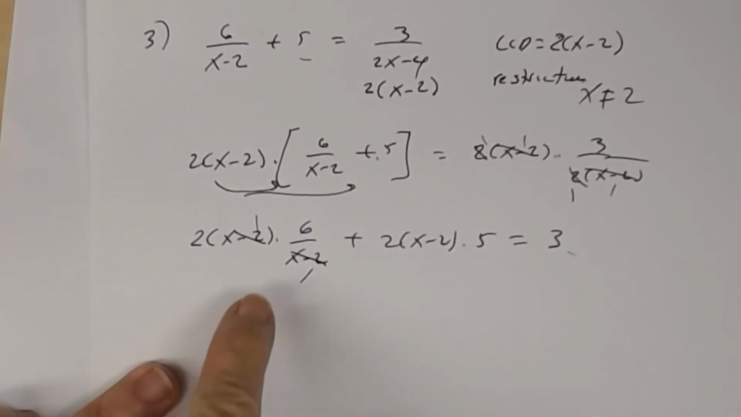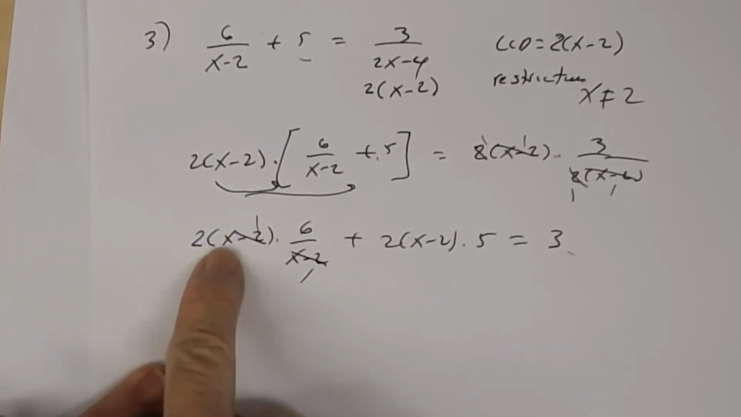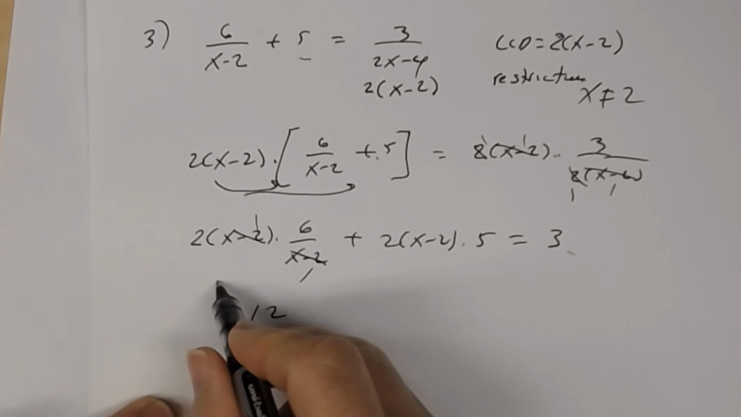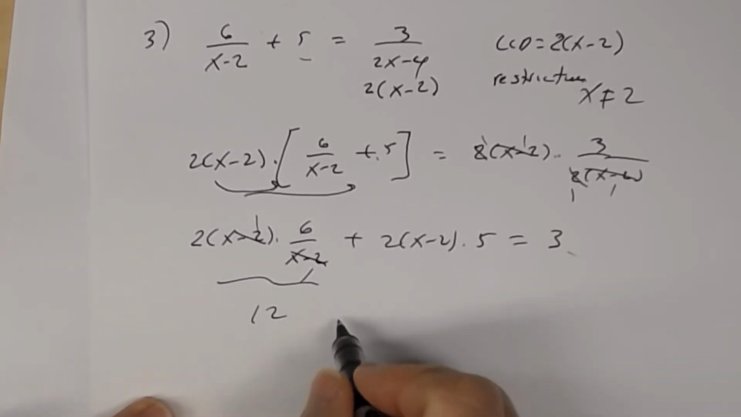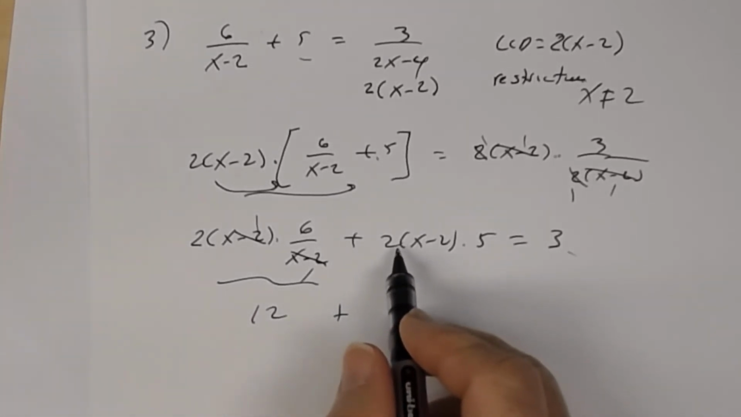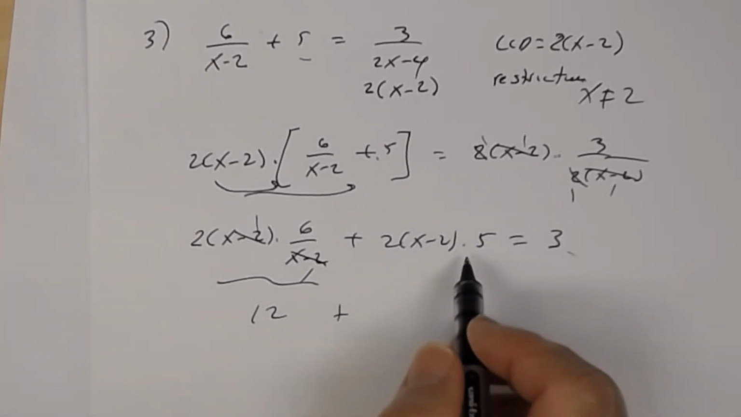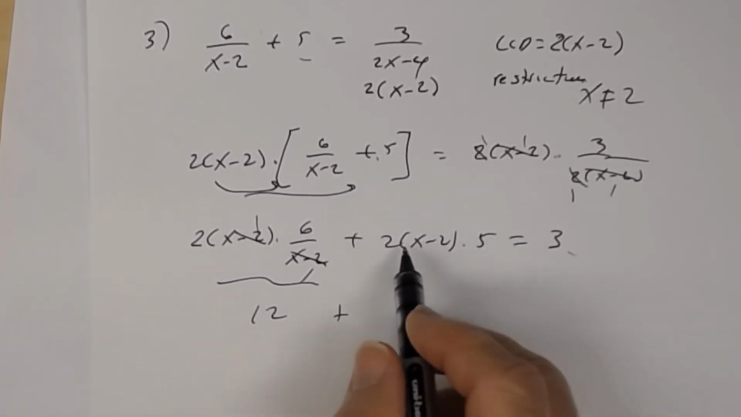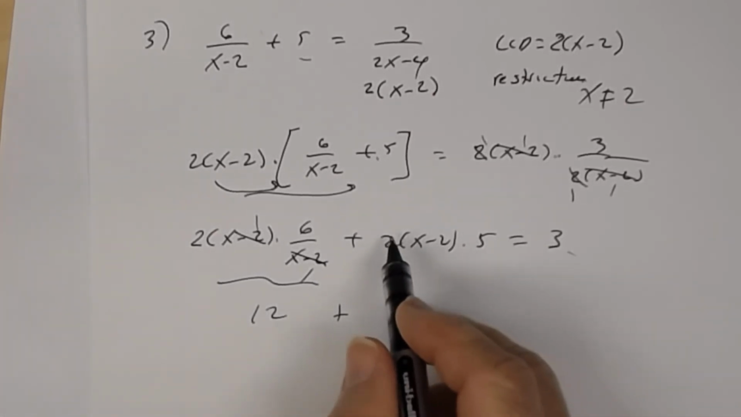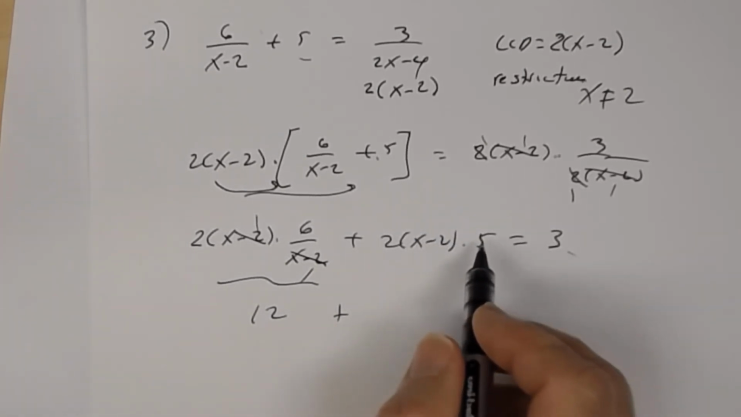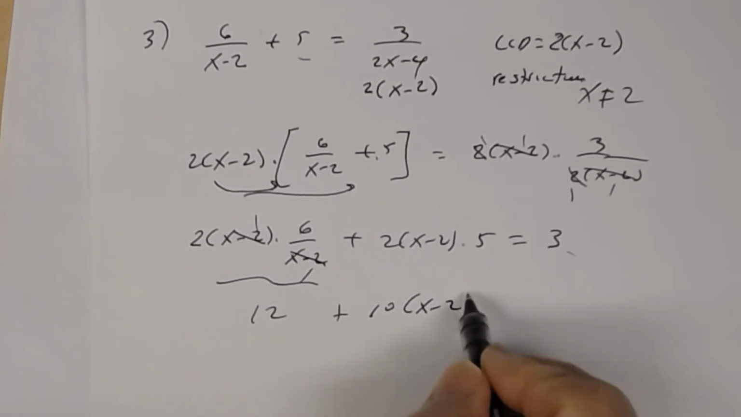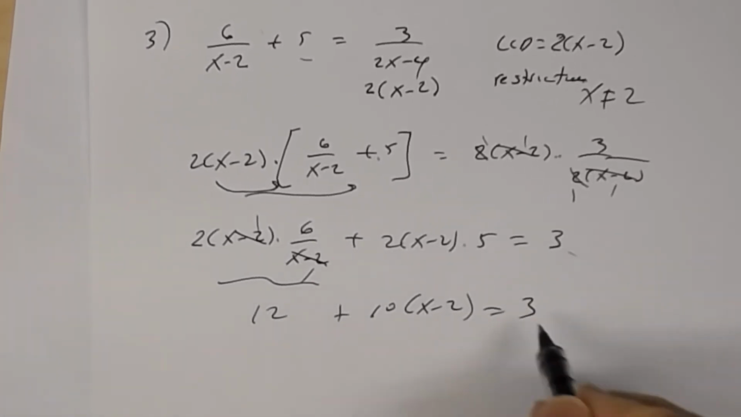Now look what happens. Now be careful. 2 times 1 times 6 is 12. So this is 12 right here. Plus, now be careful over here. See, there's really 3 factors here: 2 times an x minus 2 times a 5. So there are 3 things being multiplied together. The order in which you multiply does not matter. So think, 2 times 5 is 10. So put 10 times x minus 2 equal 3.